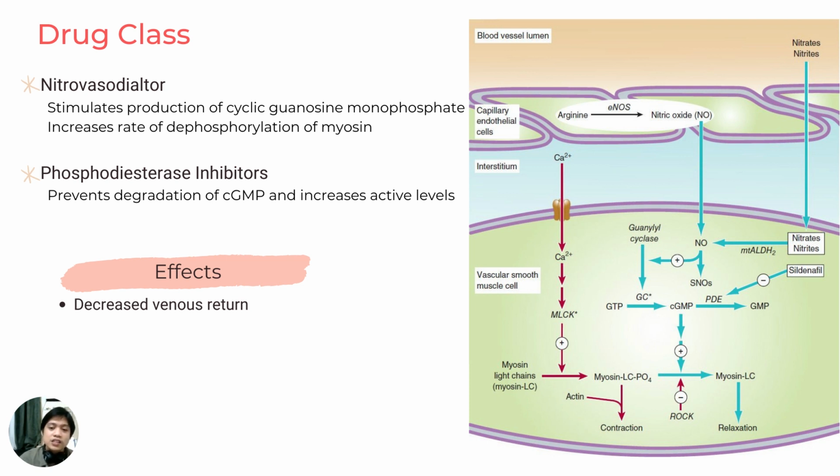So sildenafil hindi lang sa erectile dysfunction ginagamit, but whenever the blood vessels inside the lung are damaged and there is pulmonary hypertension leading to right ventricular strain, yung right ventricle napapagod na dahil sa taas ng resistance na kailangan niyang i-overcome sa loob ng lung. We can use sildenafil to decrease that resistance by this mechanism and therefore help with right-sided heart failure. Okay.